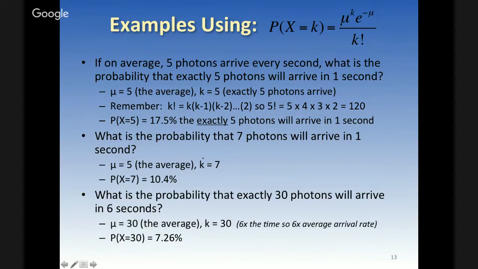If we were to do something a little bit different, we could say, what's the probability that exactly 30 photons now will arrive in 6 seconds instead of 1 second? Say we go out to 6 seconds. Well, remember, the probability is proportional to the time interval. So if 30 will arrive in 6 seconds, well, that's 6 times 5, we can go out to an average of 30 now, and we look at k equals 30 in 6 seconds, then we can just plug those numbers back in here. We get 7.26% that will get 30 photons arriving in 6 seconds.